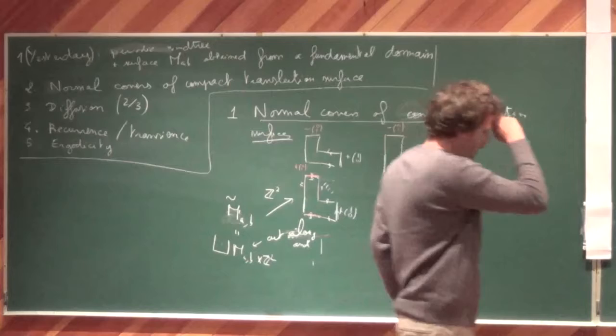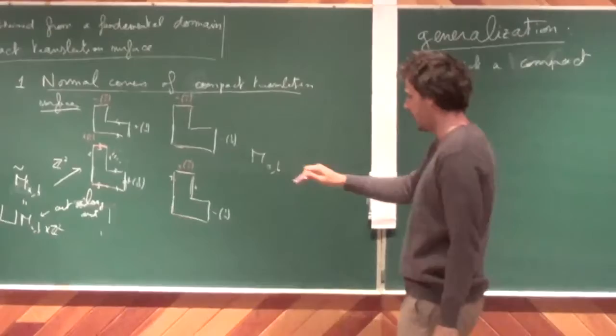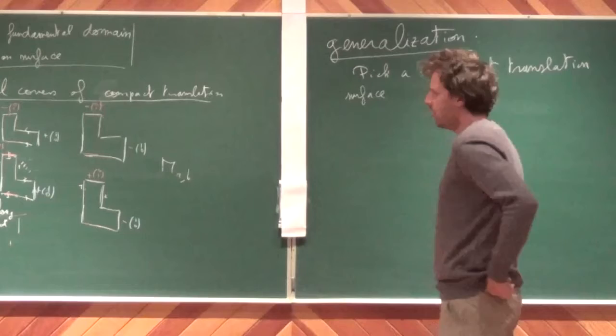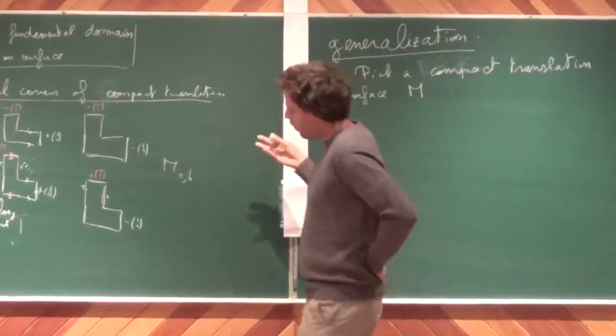So, translation surface, so compact. By compact, I mean a finite genus and singularity of finite angle. Compact translation surface. And as you know, the covers of this, let's call it M, the covers of this surface are parameterized by the fundamental group of M. But here, we want to allow branching of the singularities.